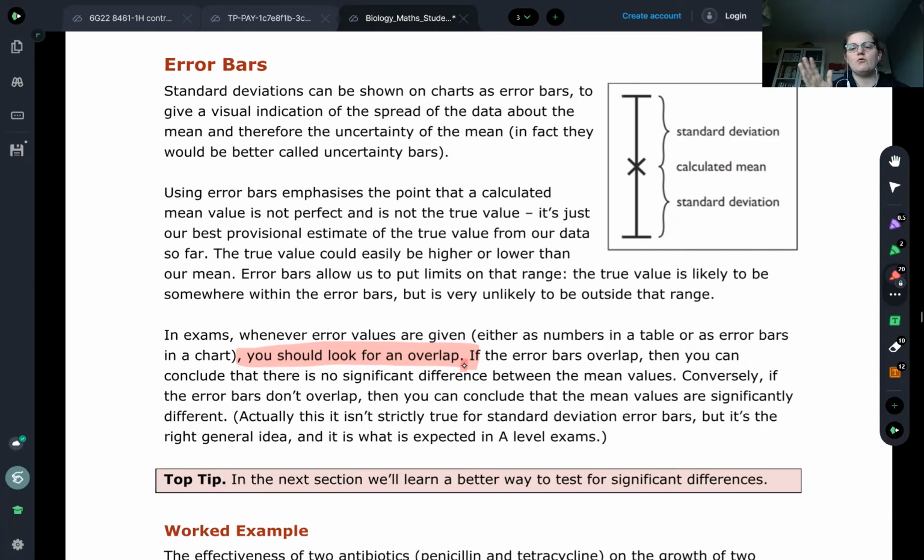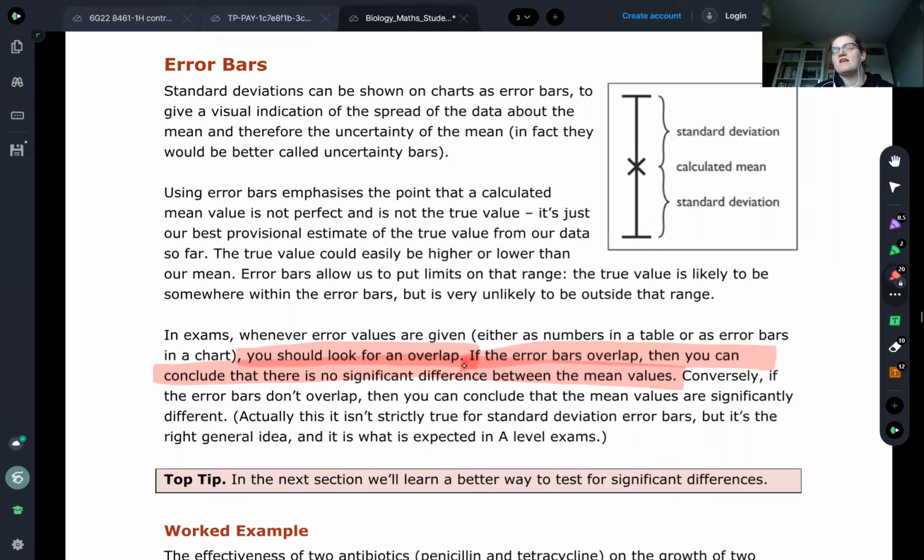So either in a table or as error bars on a bar chart or a graph, you are looking for overlap of standard deviations. If error bars overlap, then you can conclude, and this is really, really important, that there is no significant difference between the mean values. So without doing a statistical test, which we'll go through in a minute, you can say that because the error bars are overlapping, there's no significant difference between those mean values. Whilst those mean values might be different, the rest of the data is overlapping.